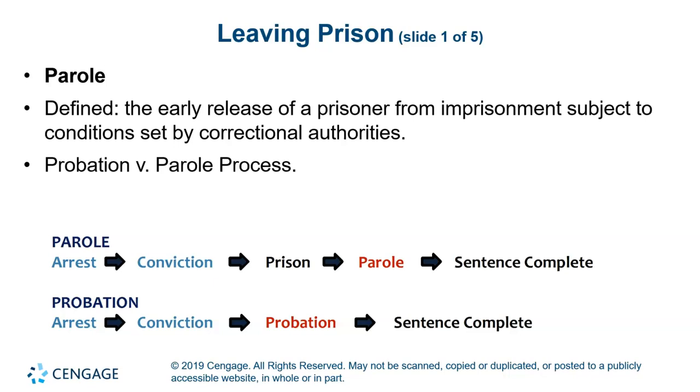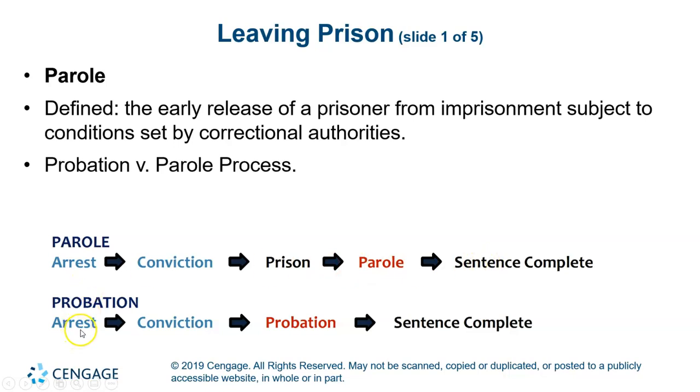Parole is the early release of a prisoner from imprisonment, subject to conditions set by correctional authorities. So for parole, if you look at the chart, you've been arrested, you've been convicted, you went to prison, you served some time, you're out on parole, and then if you make it through parole, your sentence is done.